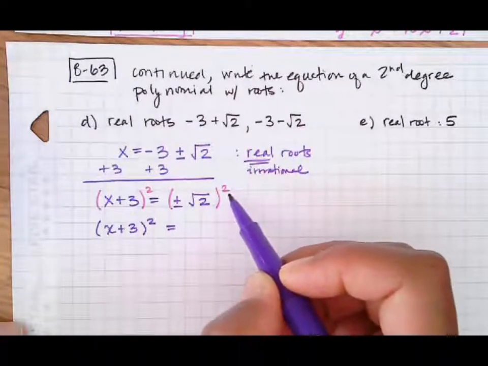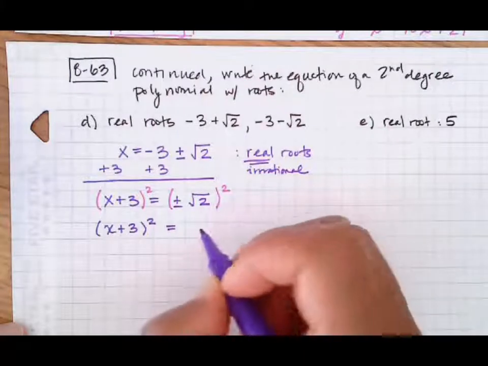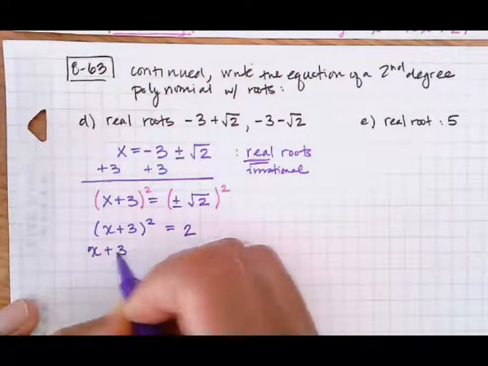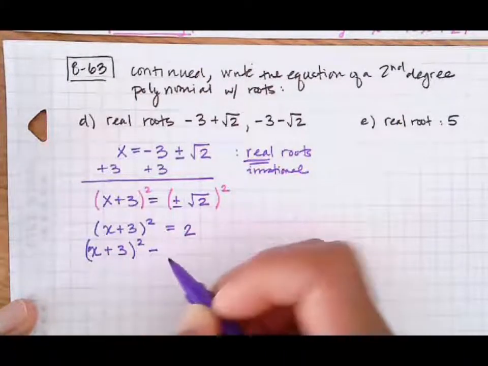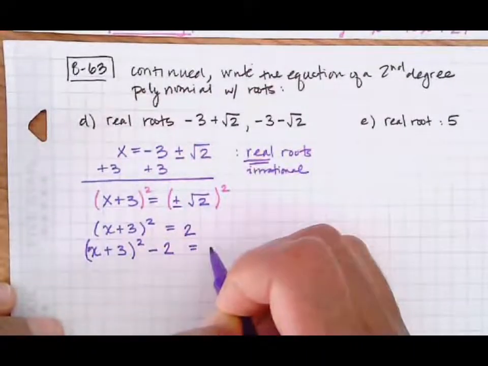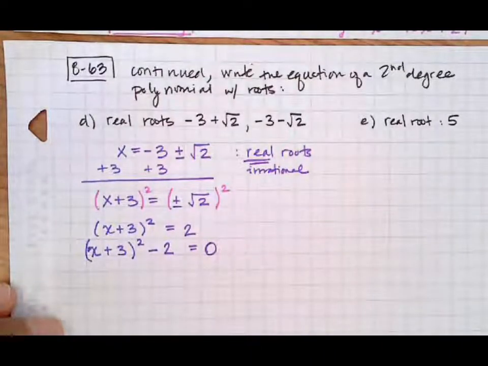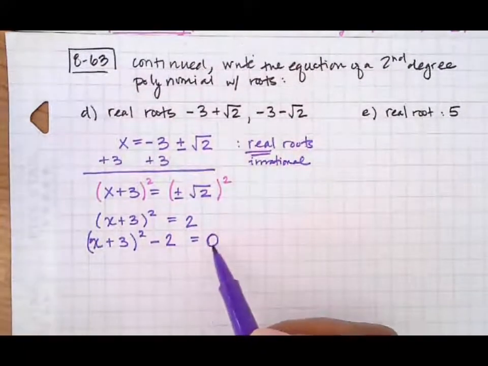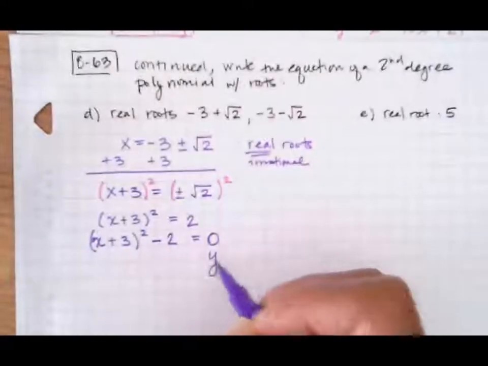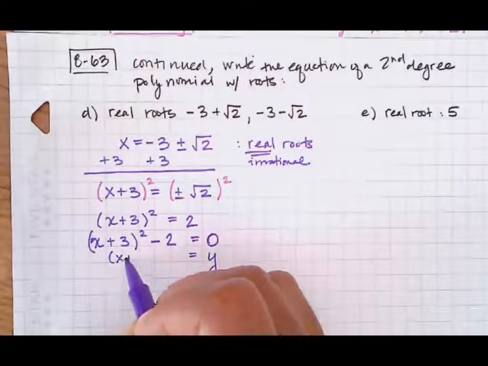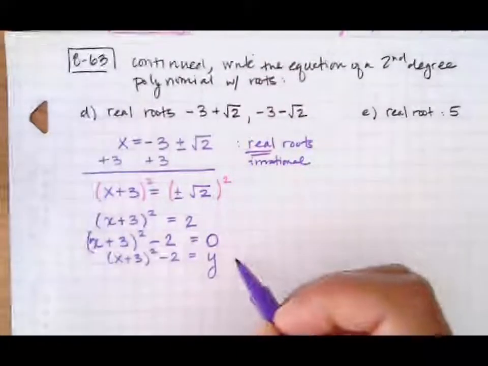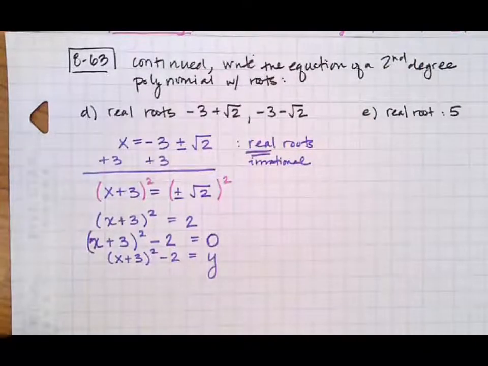And again, when you square a square root, it drops the square root, so squaring the square root of 2 just leaves you with a 2. Now, continuing to rewrite this, I'm going to move the 2 to the other side. And so if I have (x plus 3) squared minus 2 equals 0, that would be how I figure out those particular roots. But I replaced the 0 with the y because in the end, if we're finding roots, we were figuring out when the output is equal to 0, because those are how you find any x-intercepts if they exist.